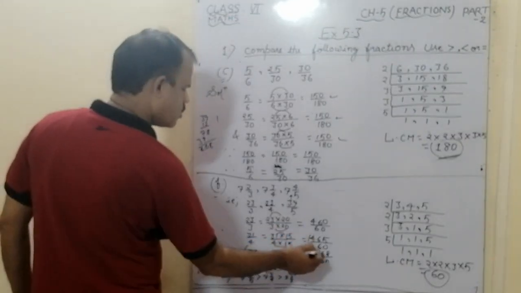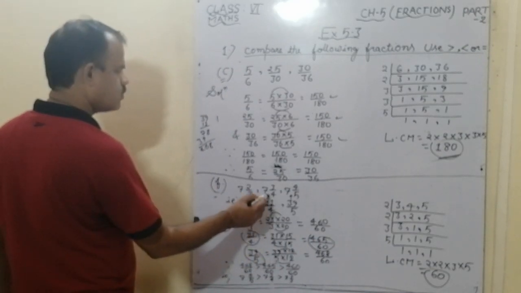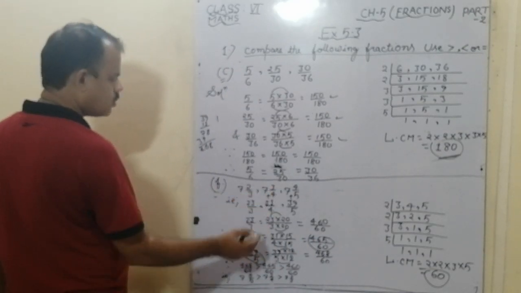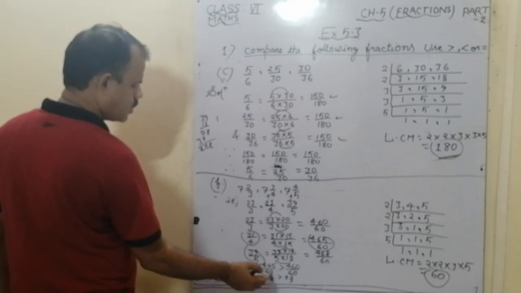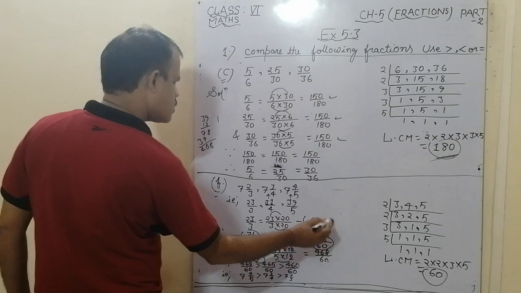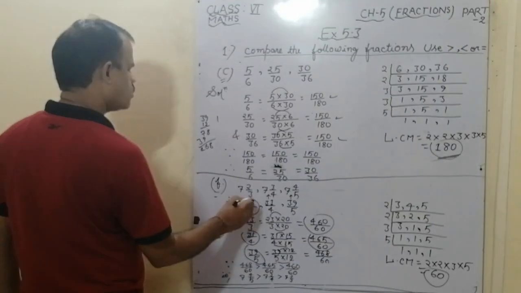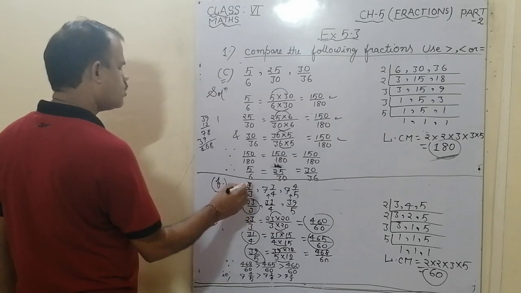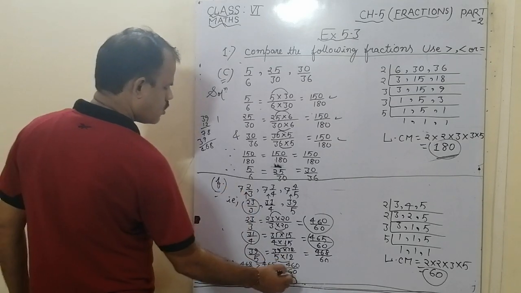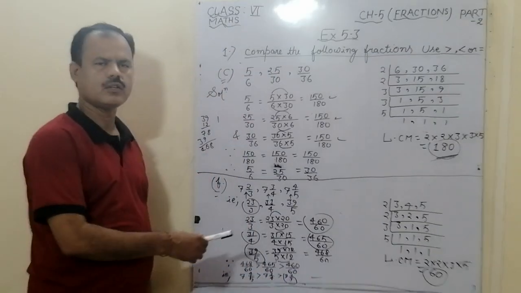Next 465 by 60 is 31 by 4, and 31 by 4 represents 7 whole 3 by 4. So we write 7 whole 3 by 4. And last, 460 by 60 represents 23 by 3, and 23 by 3 is 7 whole 2 by 3. So 7 whole 2 by 3. So in this way you have to solve the remaining part.